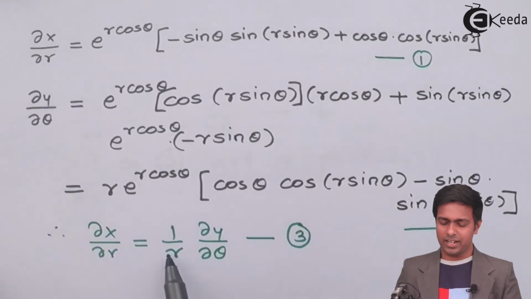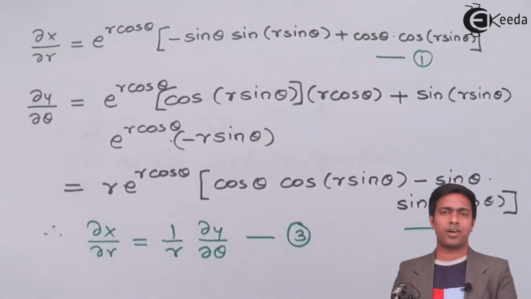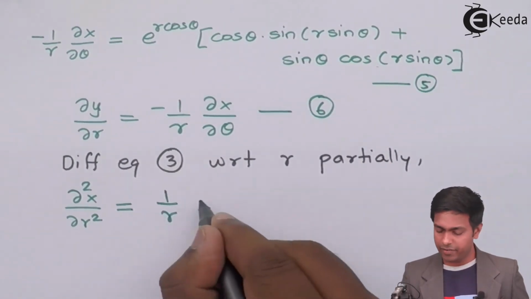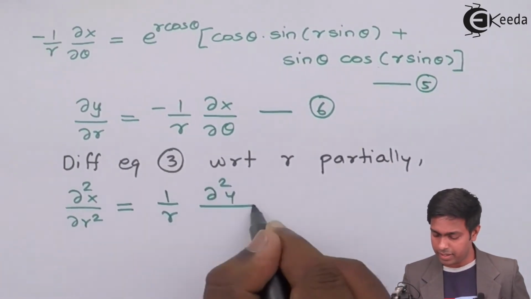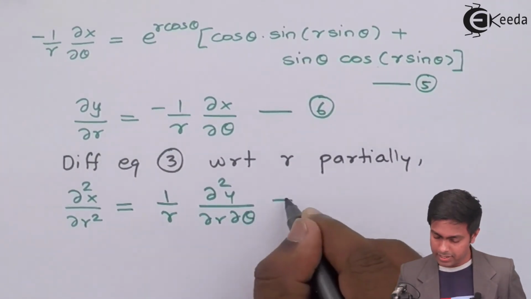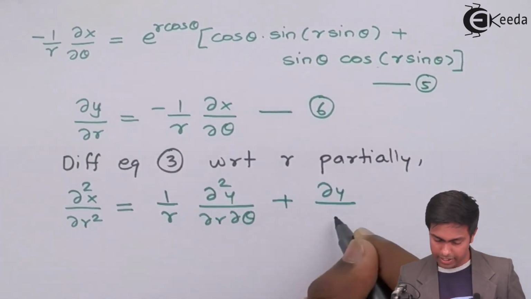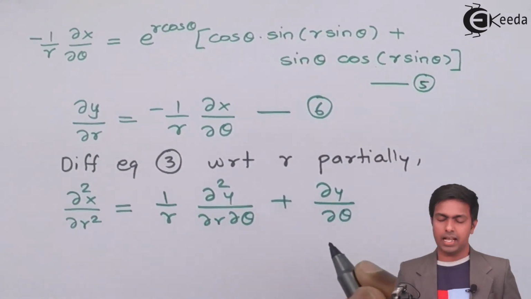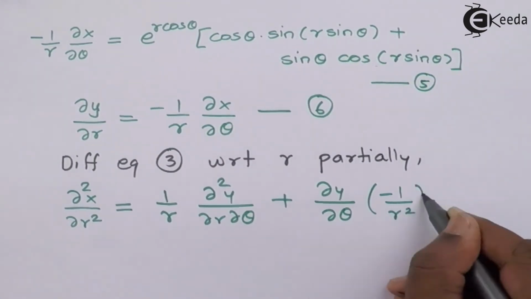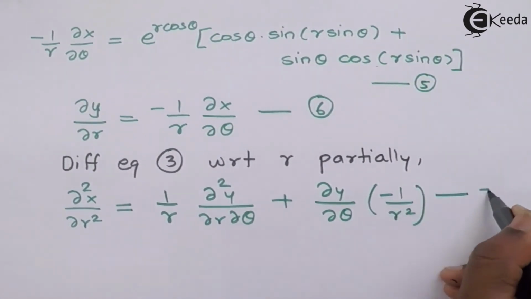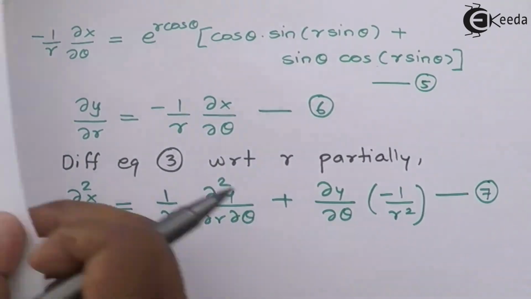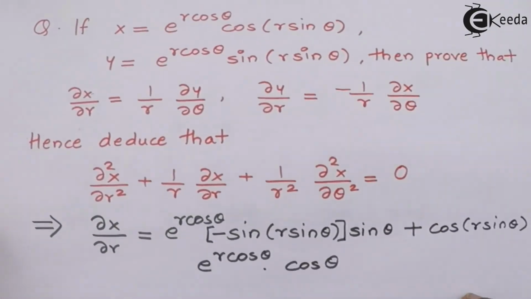That is why for these two functions I am going to use the product rule. So that will become 1 upon r as it is, derivative will be del square y by del r del theta, then plus del y by del theta as it is, and the derivative of 1 upon r will be negative 1 upon r square. So let's call this equation number 7. So here I got the first value.